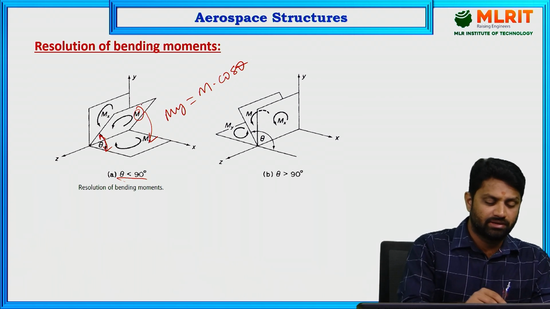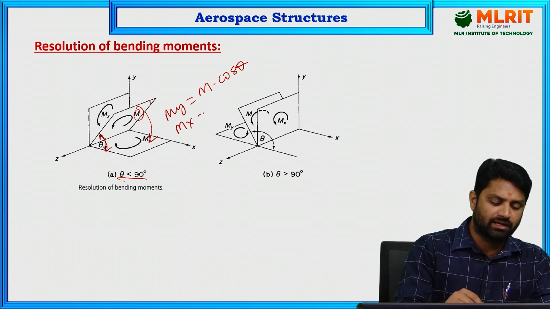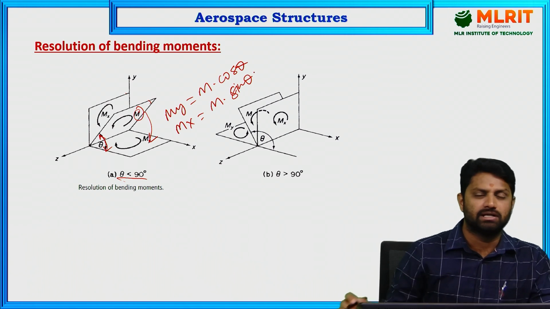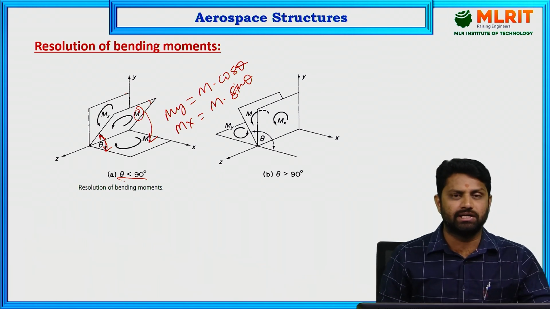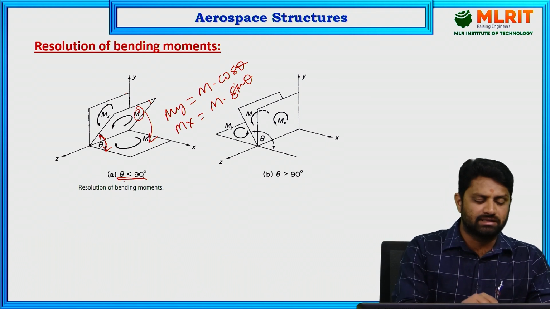Similarly, when M is resolved parallel to the y axis, you get Mx, which is M sine theta. This is a resolution of moment, just like the resolution of force that you studied in engineering mechanics. And that is for the angle which is less than 90 degrees.